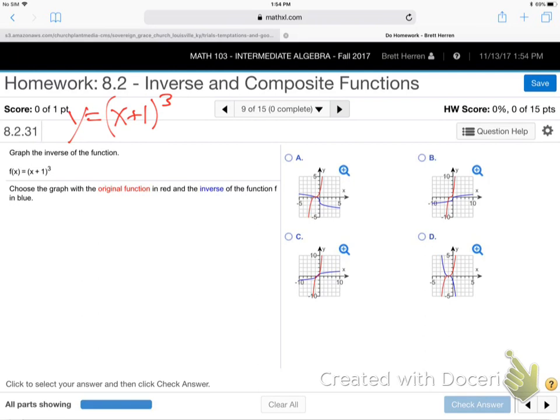No, like where we find the vertex. Nope, that's squared. Okay. So switch x and y. So x goes out here, y over there. And then solve for y. So how do I take that equation right there and solve it for y? How do you get rid of a third power?